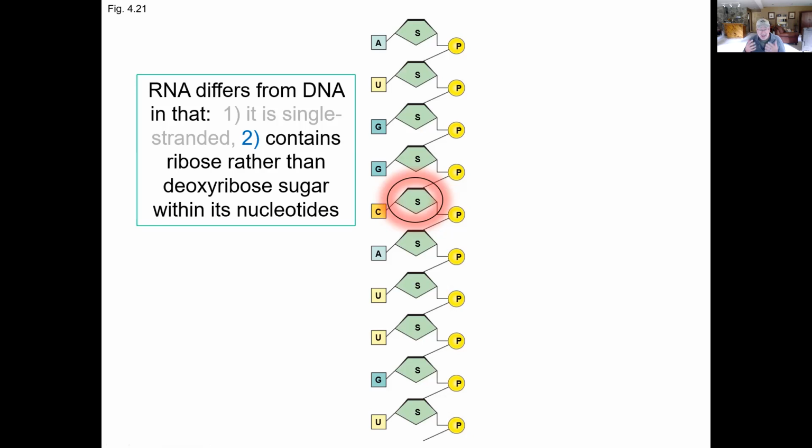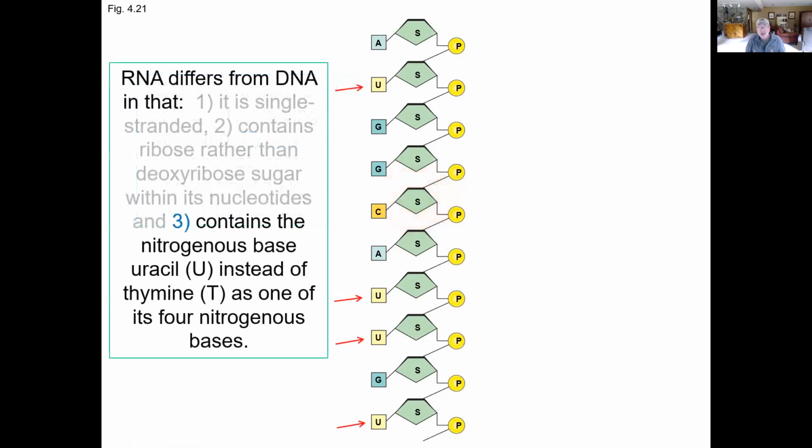What is extremely obvious here, though, that tells me this is an RNA polynucleotide is the presence of the uracil, okay? Because only RNA has it. And I pointed out a couple of them here. So this is an RNA molecule, single-stranded. Okay, important to note those differences.